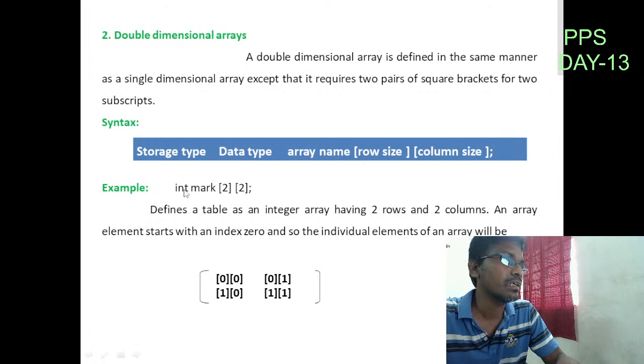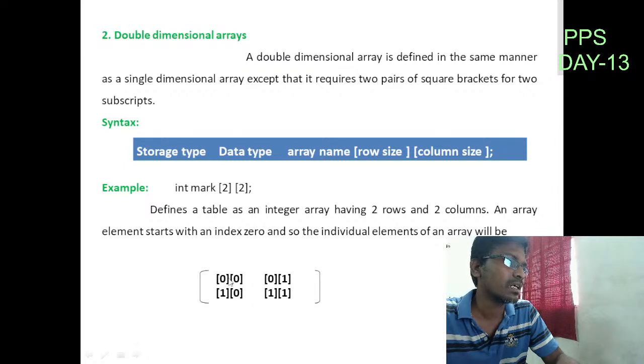For example, I'm using int marks followed by 2 comma 2. So here the first 2 indicates the row size, and the second 2 indicates the column size. That means it is a 2 by 2 matrix. If it is a 2 by 2 matrix, the values will be stored like this.